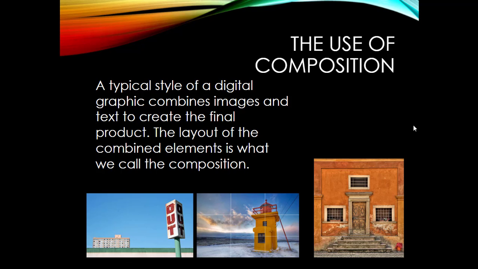Next, we look at the use of composition. A typical style of a digital graphic combines images and text to create the final product. Composition refers to the layout of the different elements in a graphic, so the different parts of the graphic. Now this includes positioning of the main object so that there is a focus point for the viewer.